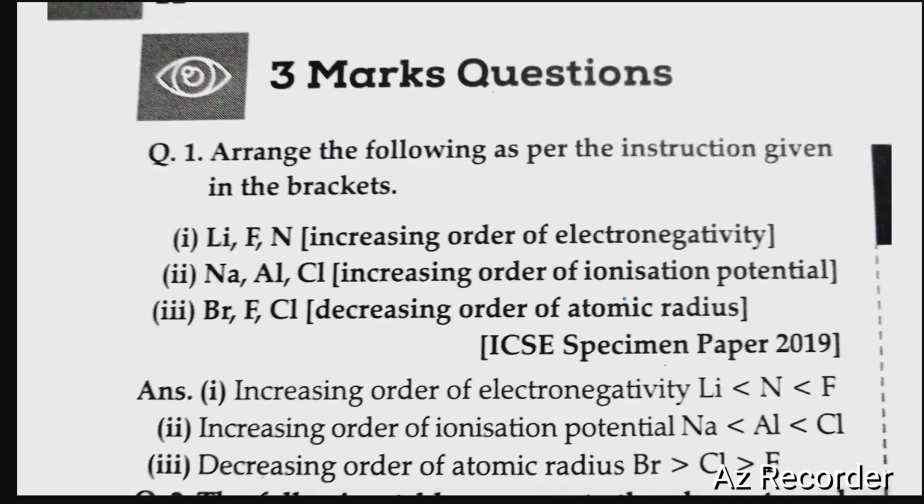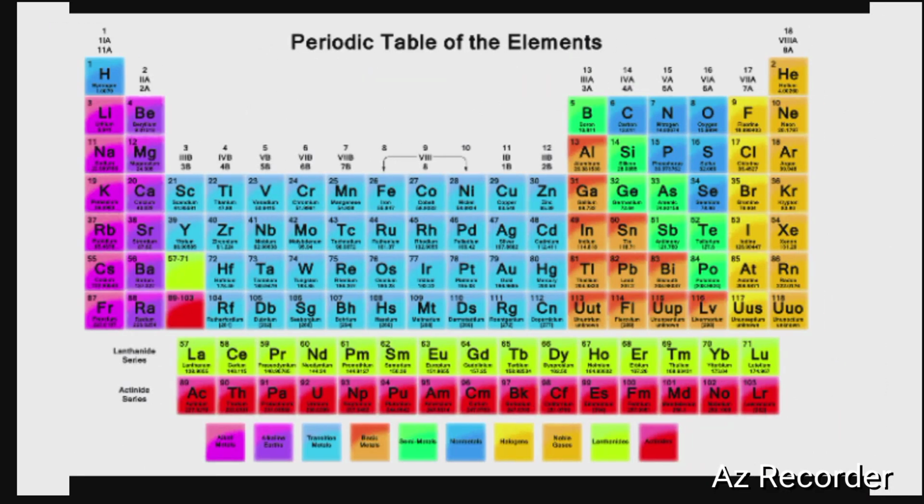The first question is, we have to arrange the given elements in increasing order of electronegativity. The elements are lithium, fluorine, and nitrogen. First of all, you should have a vague idea about the positions of these elements, which are specified in your syllabus, in the periodic table. So the elements are lithium, nitrogen, and fluorine. Let's look at the position of the elements. Here is lithium, here is nitrogen, and here is fluorine.